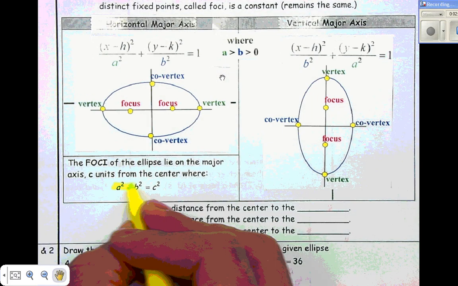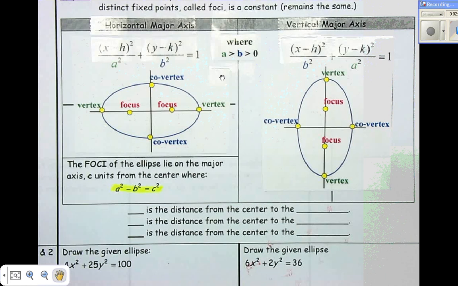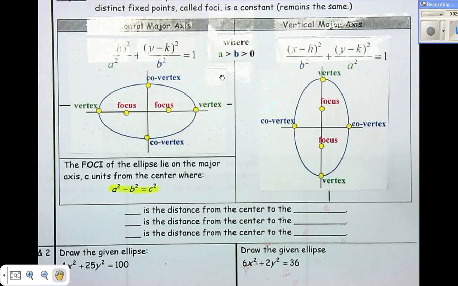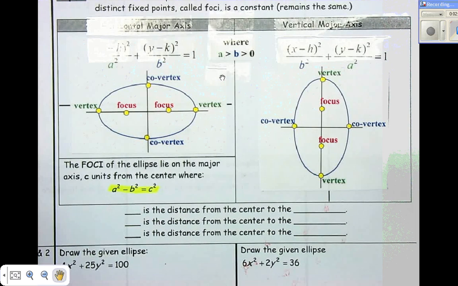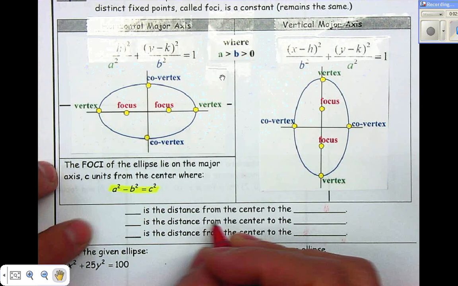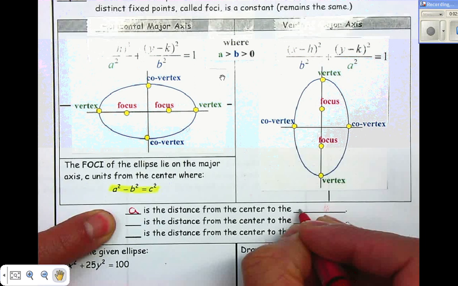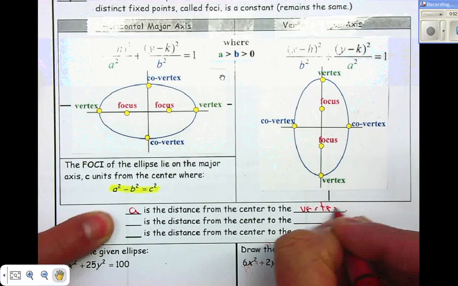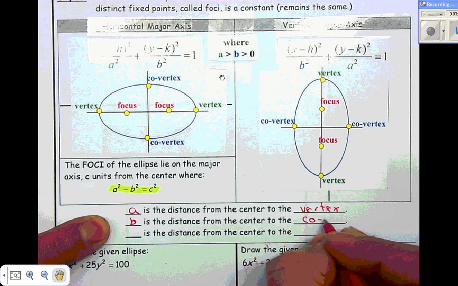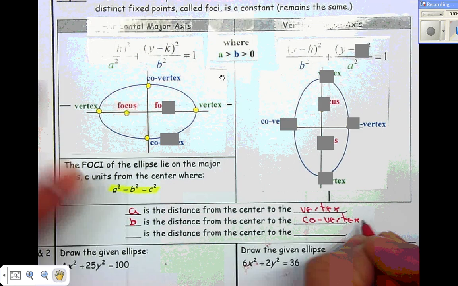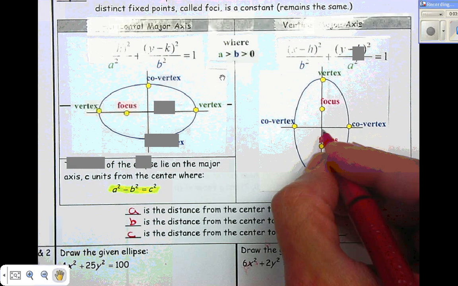If you notice, it's very similar to the Pythagorean theorem. Another key concept that you guys have to memorize is that A is the distance from the center to the vertex, B is the distance from the center to the covertex, and C is the distance from the center to the focus.